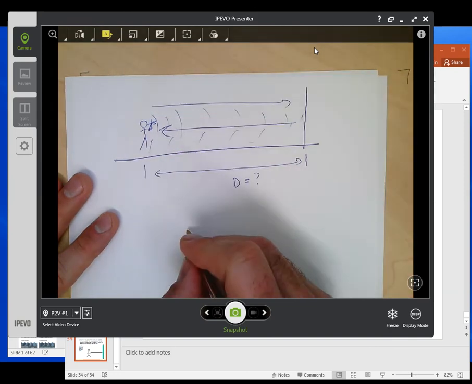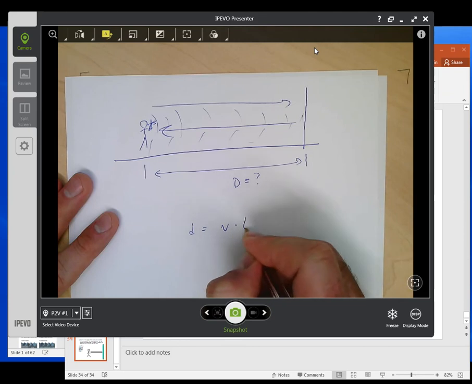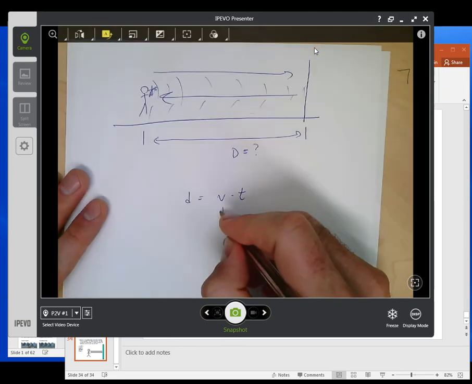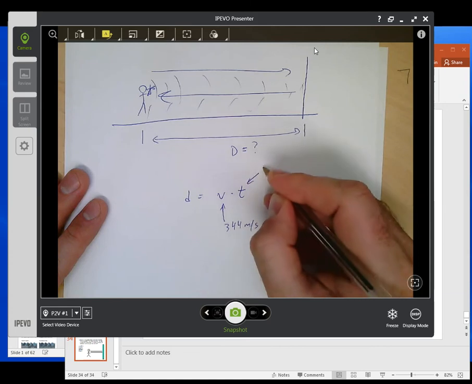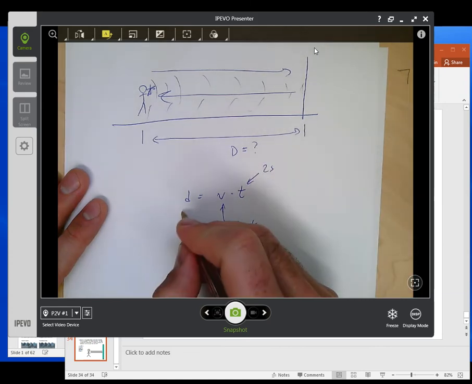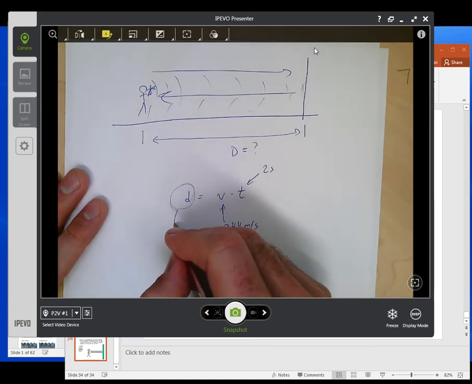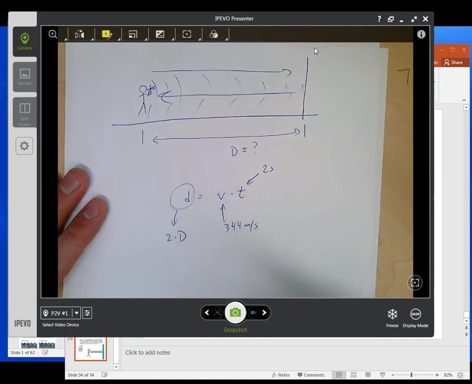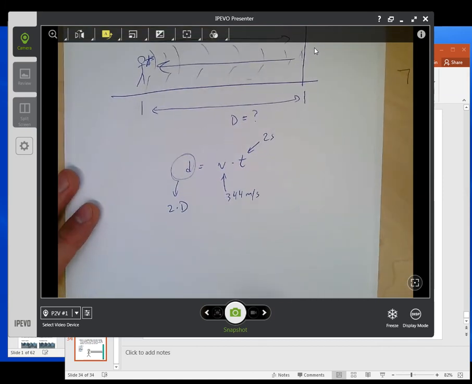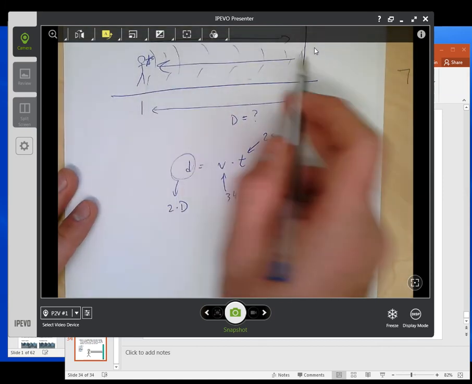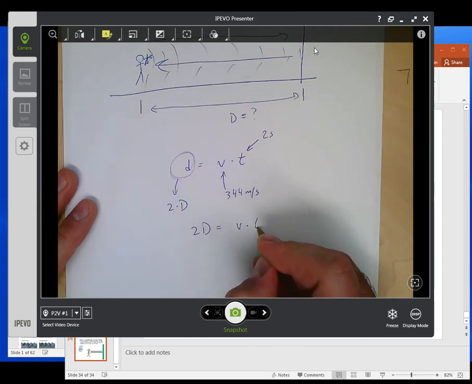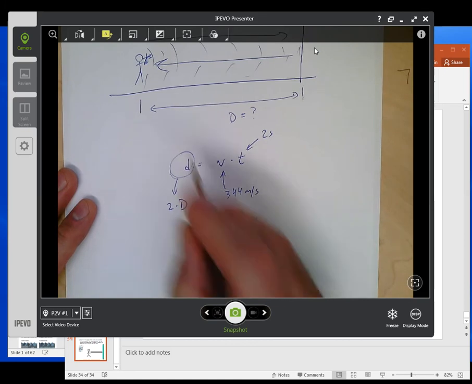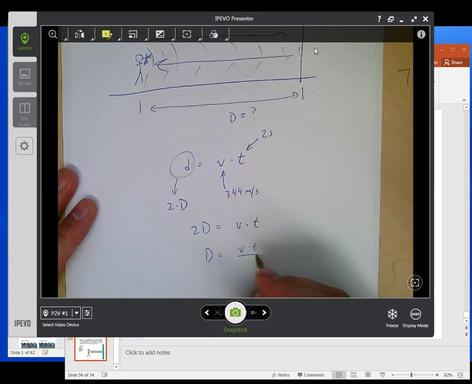So in other words, I know that there's that equation, distance is equal to speed times time. And I can figure out that the speed must be somewhere around 344 meters per second. The time is 2 seconds. But the distance is going to be 2 times D, because it's a there and back situation. So I can plug it all in now. 2D is equal to v times t, or D, the distance to the wall, is v times t over 2.